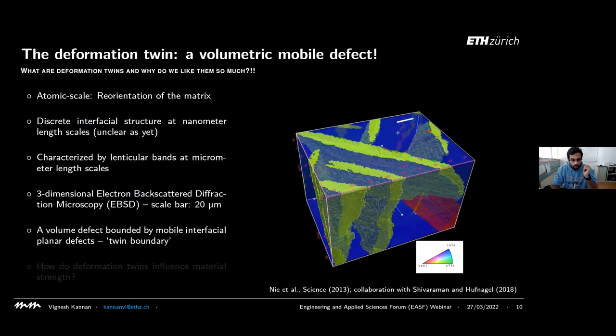So what do we know with this kind of information? What do we want to look for with this kind of information? We want to understand how these volume defects influence the strength of our material in this case. So how does it influence the strength of a material at short time scale? So, high strain rate deformation.